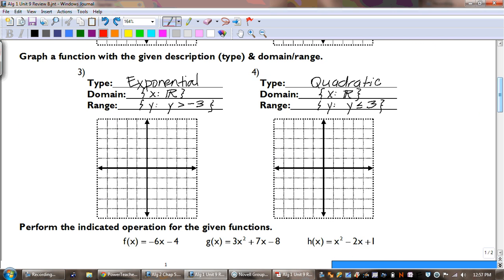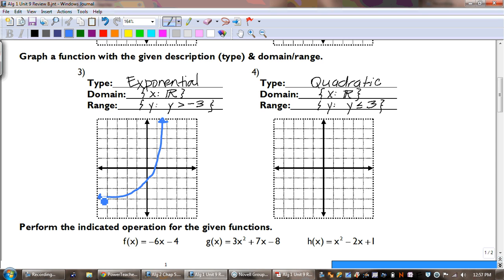Next one says graph a function with the given description, type, and domain range. So the first one is exponential. Our domain is all real numbers, and that y has to be greater than -3. So that means that my graph can get close to -3, it just can't touch it, okay? So you can do this one of two ways. Well, you can do it actually tons of different ways, but remember that it can't touch -3. It gets really close, but then it's going to shoot right up.